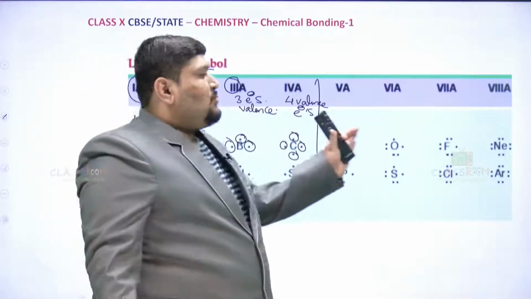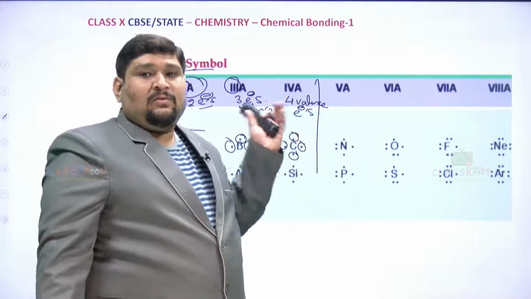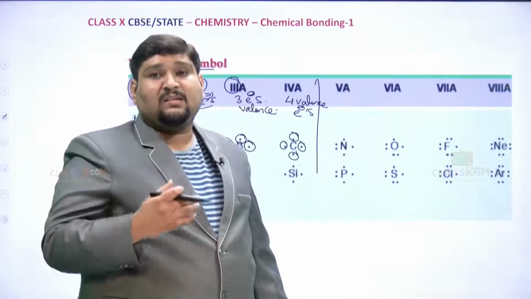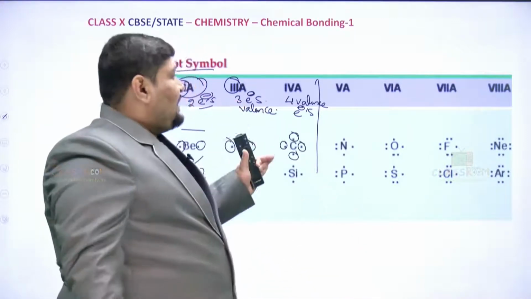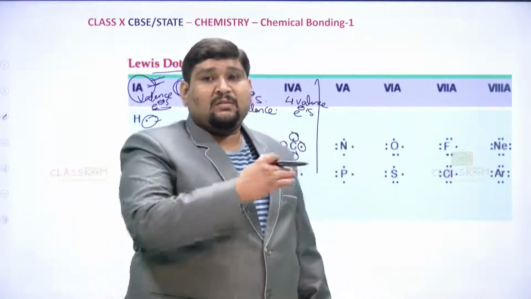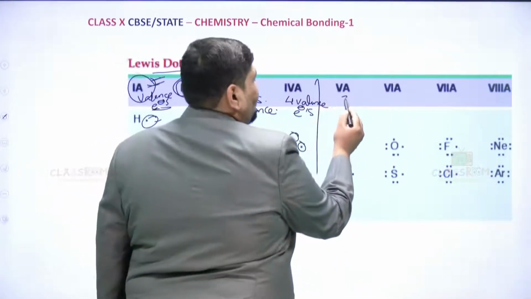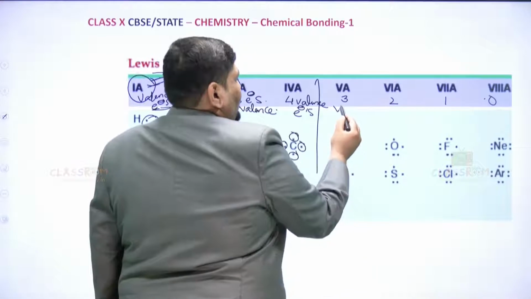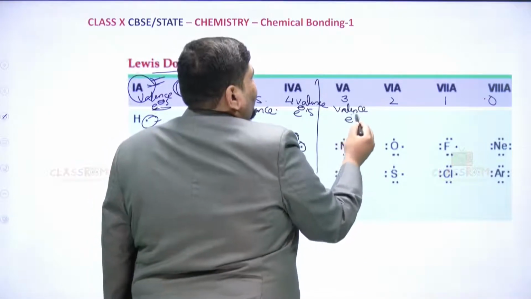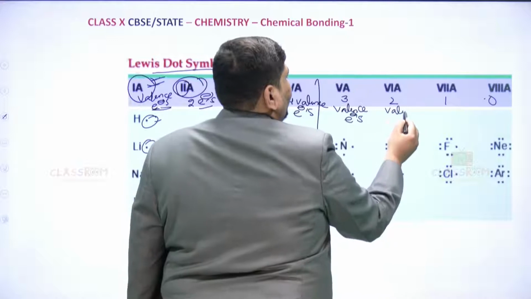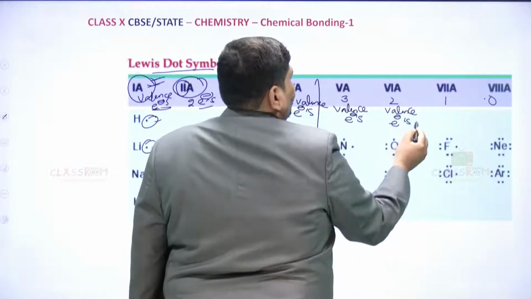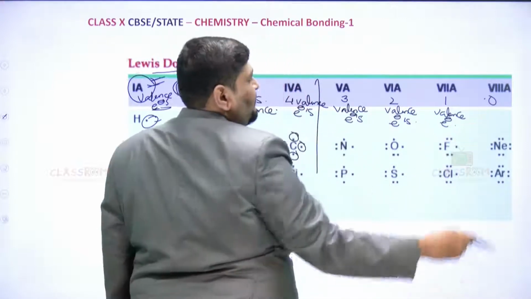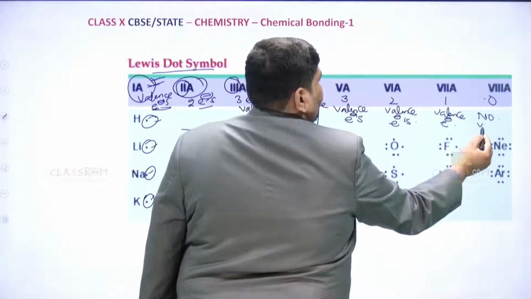Generally, when moving from left to right across the table, the number of valence electrons first increases, then starts decreasing. So from the fifth group onwards, the valence electrons decrease from 3 to 1, 0. Here again you will find 3 valence electrons, here there are 2 valence electrons, here only 1 valence electron in this group, and here no valence electrons.